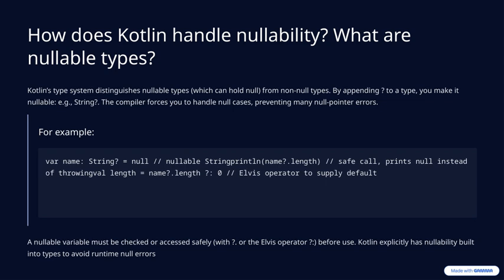The key point here is that any nullable variable must be checked or accessed safely with these operators before you use it. Kotlin explicitly incorporates nullability into its type system to avoid those pesky runtime null errors we often encounter in other languages. This approach makes our code safer and more predictable.